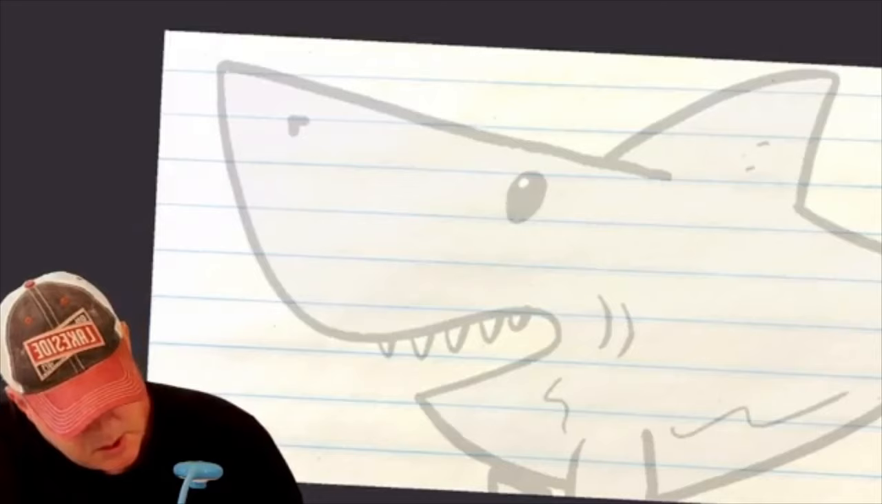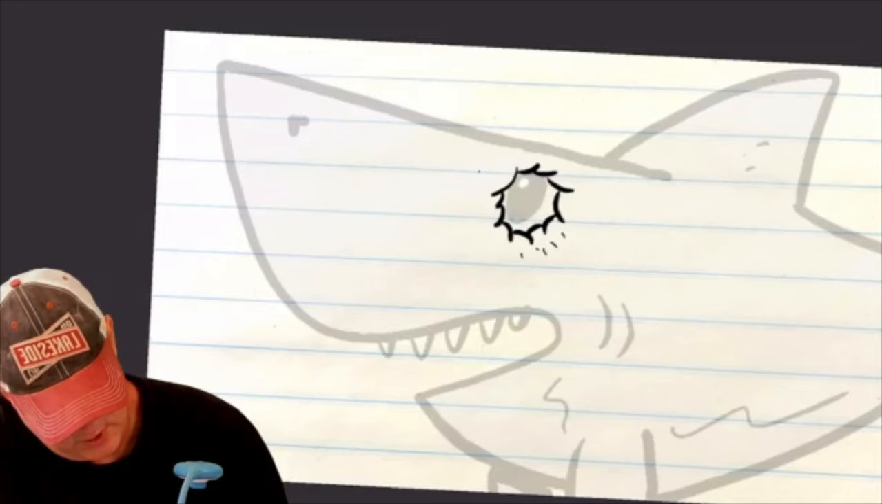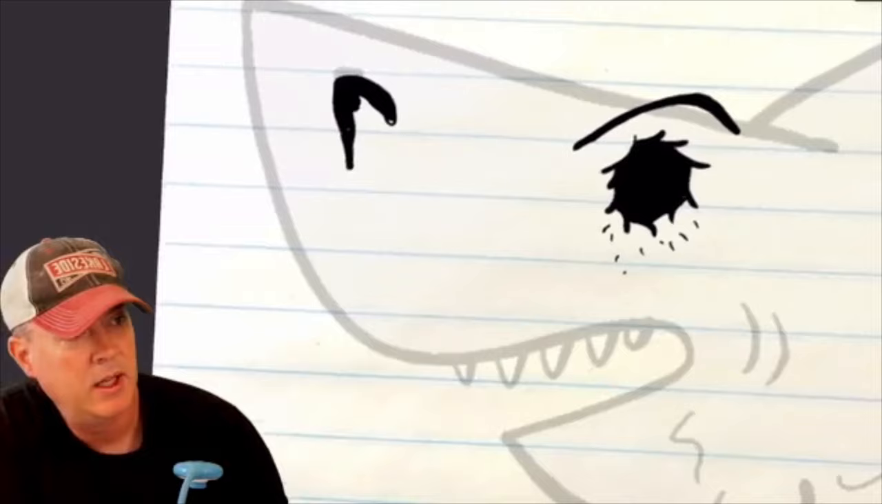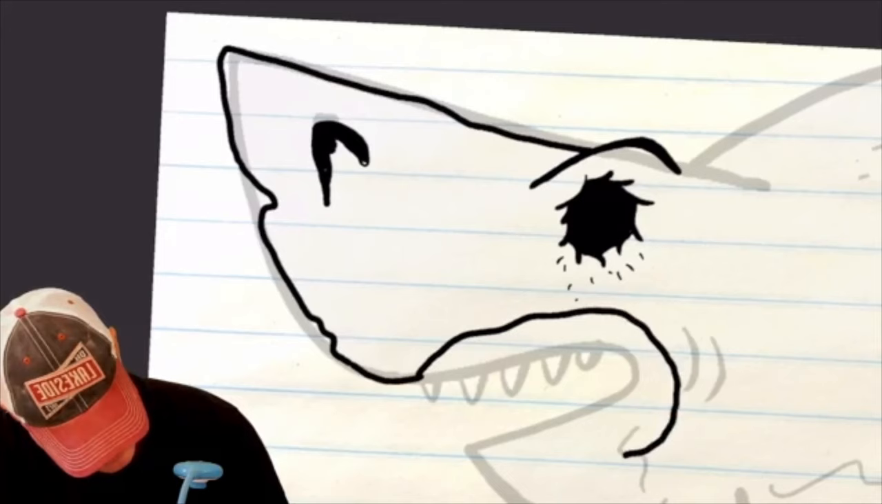I'm thinking a zombie type shark. So let's have like missing eye. Of course, it has to be angry. Bigger nostril. Eye is just missing. Ew. And then let's make these. It's looking gross. Okay. Let's make the mouth much bigger and kind of sucked in. Ooh, look at these teeth. That is nice.